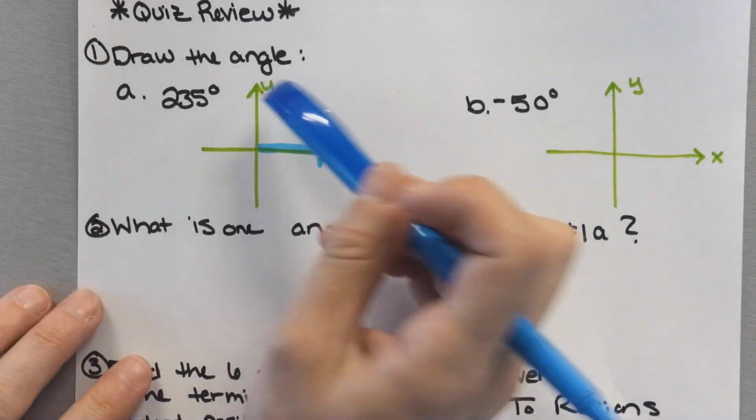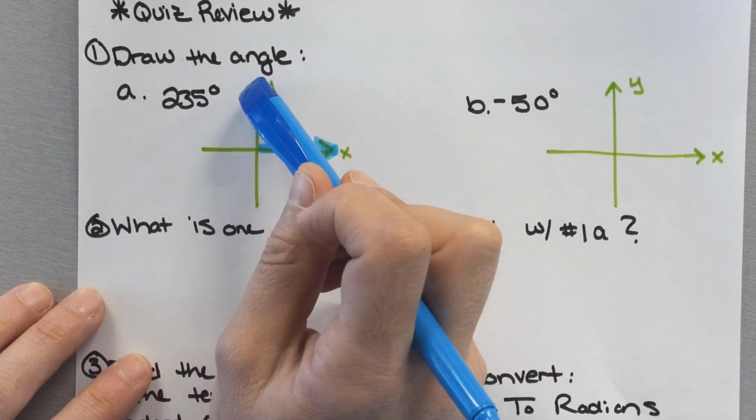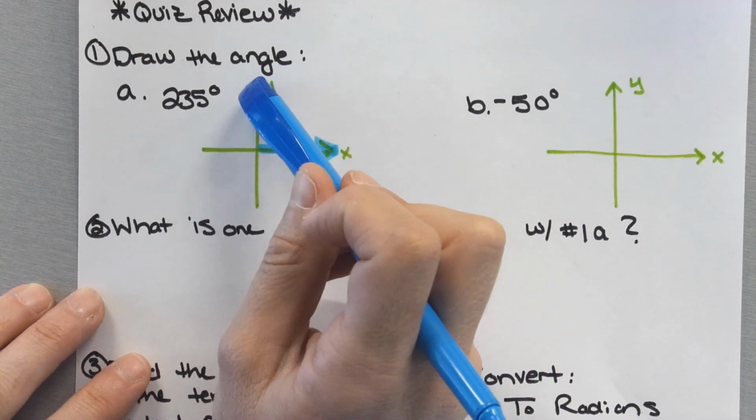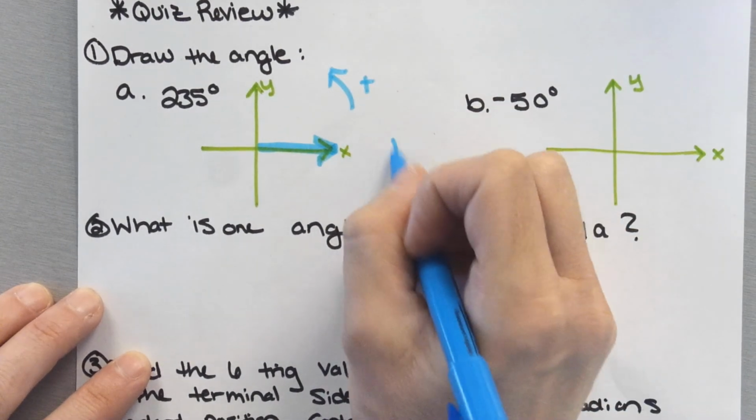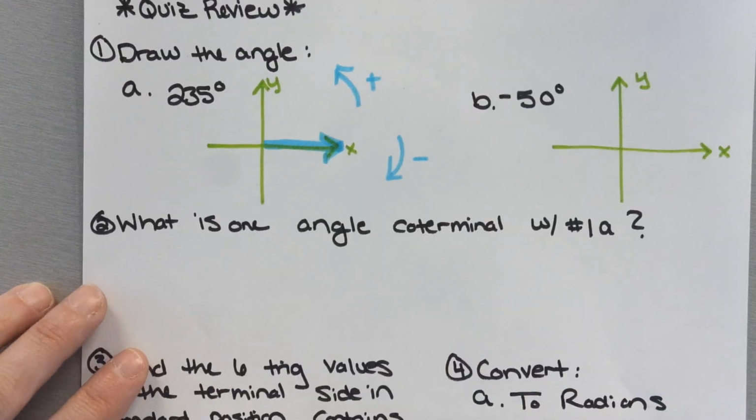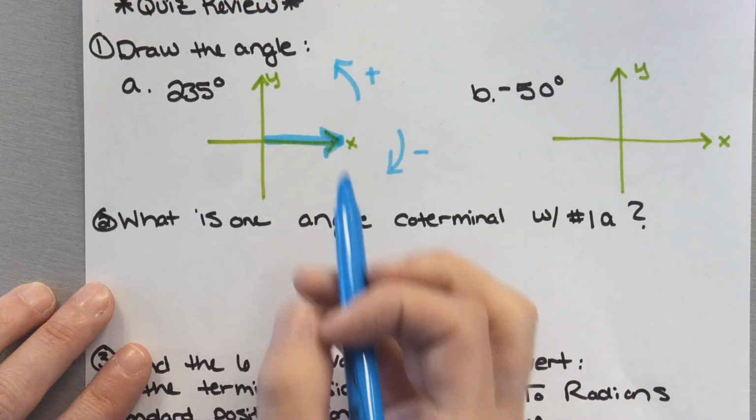All right, so if I go to here, how many degrees is it to get to here? 90, and it's positive, right? Because if I rotate this way, it's positive. But if I rotate this way, it's negative. So I need to go this way because it's positive.